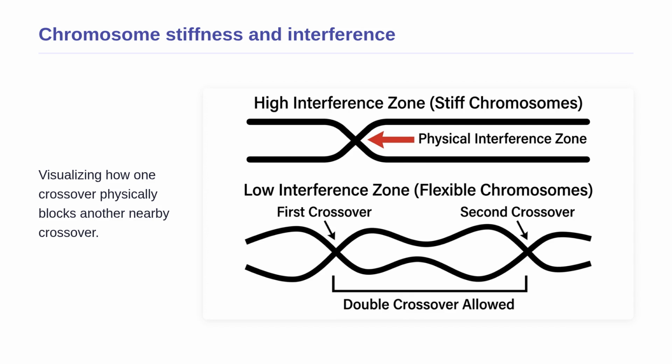Here, the distance between the two points is large enough that the chromosome regains its flexibility, allowing a second crossover to occur. This diagram beautifully illustrates that DNA is a physical structure with mechanical limits, which directly impacts the genetic outcomes we observe.